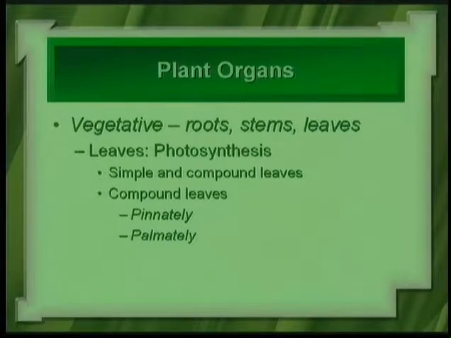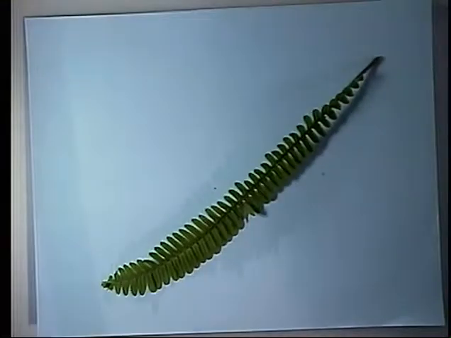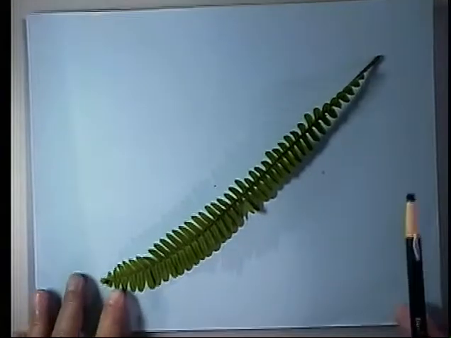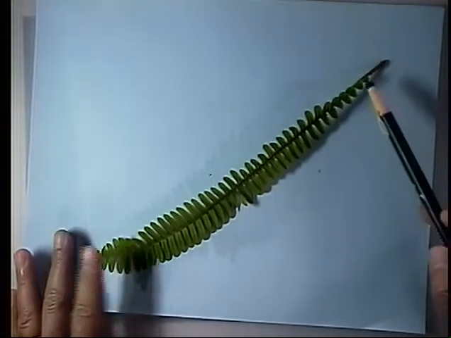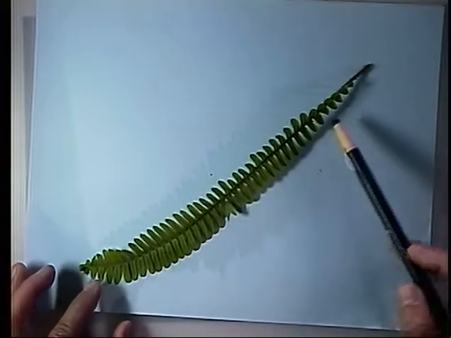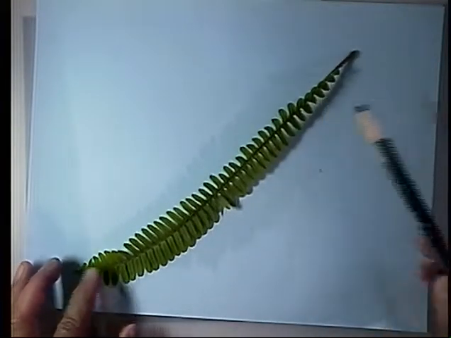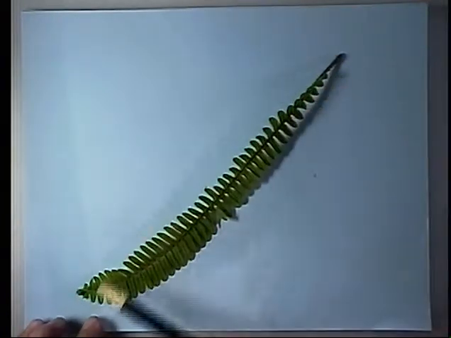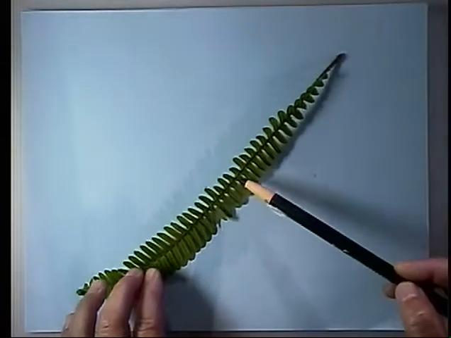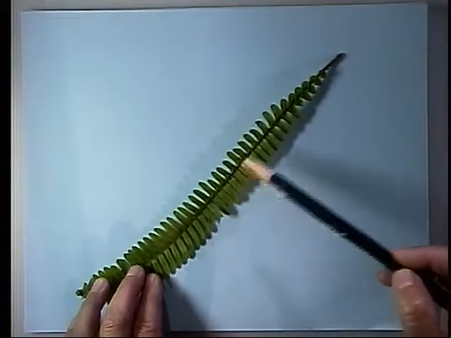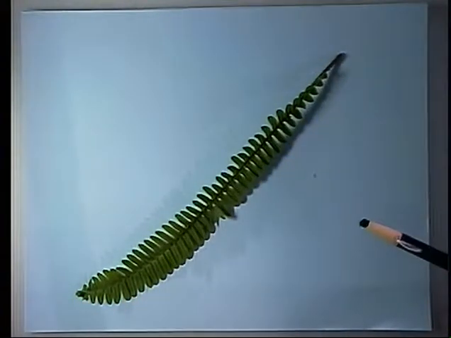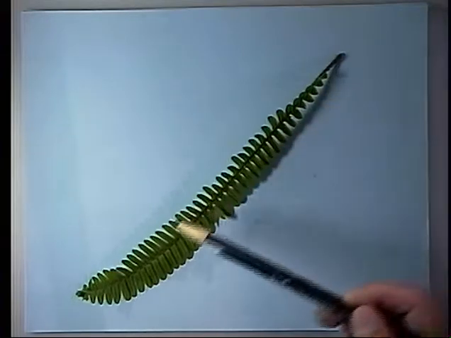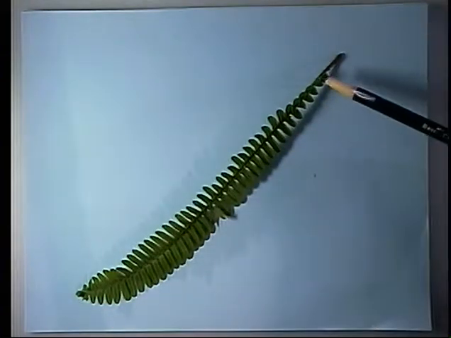All right. So if you actually look at a pinnately compound leaf, here we have a little fern frond, or little fern leaf. If you look at that, here you have the petiole. This whole area here corresponds to the blade. So in this case, here you have an entire leaf with the leaflets making up the blade.